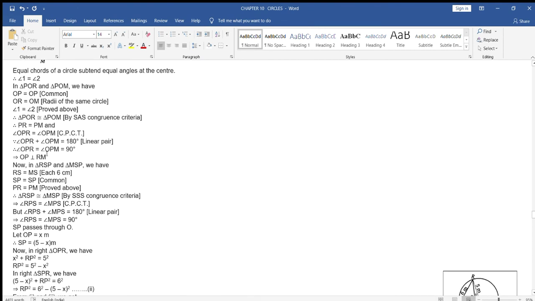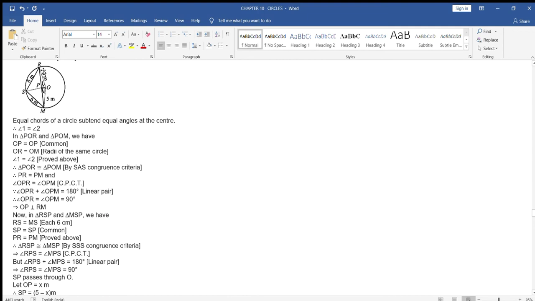Now see, in these two triangles, POR and POM, what do we have? OP is common in both. OR is equal to OM and angle 1 is equal to angle 2. So the criterion is SAS. From the SAS criterion, both triangles are congruent, and once both triangles are congruent, the remaining parts are equal. What are the remaining parts? PR and PM. Now we have proved PR and PM are equal.